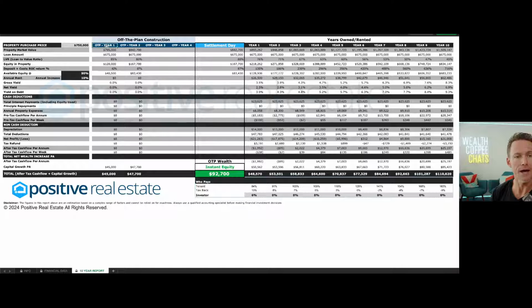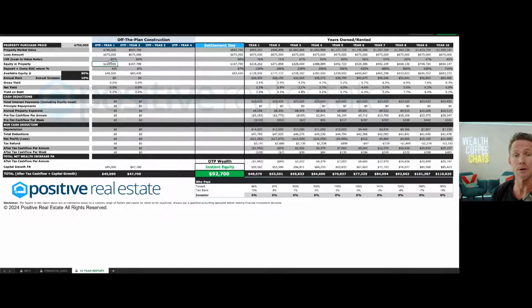Year one, off the plan, you bought the property for $750,000 by the end of year one. Now, the loan amount in the end, because you've already put down a deposit, so you've put down $75,000 as a deposit, that would be the loan amount going forward, and it might be even less if you put more down later on, but that's just the moment.